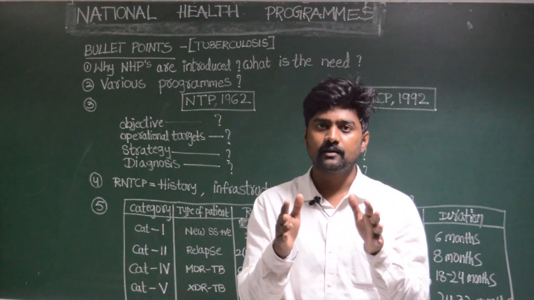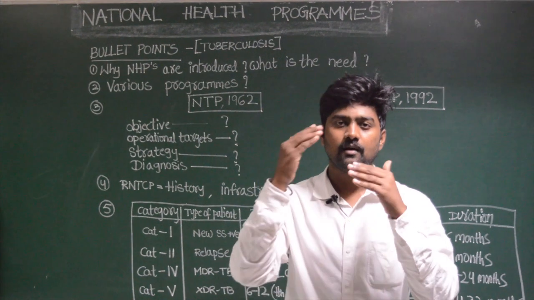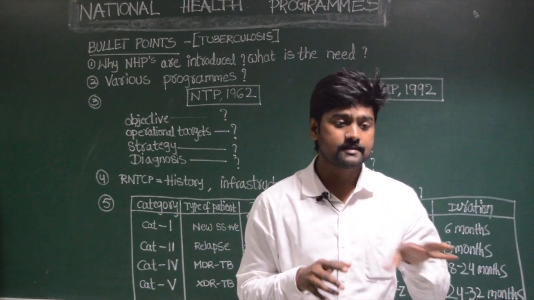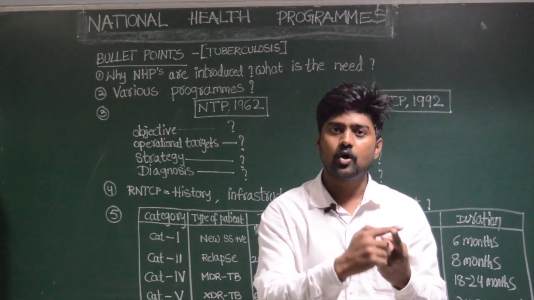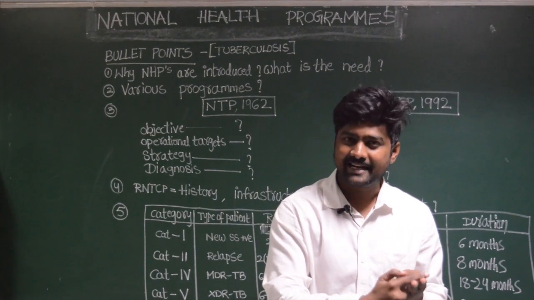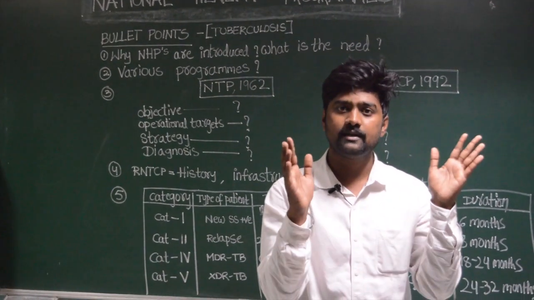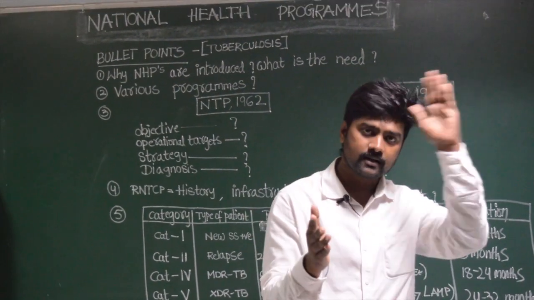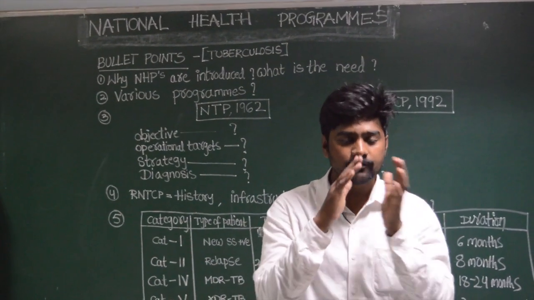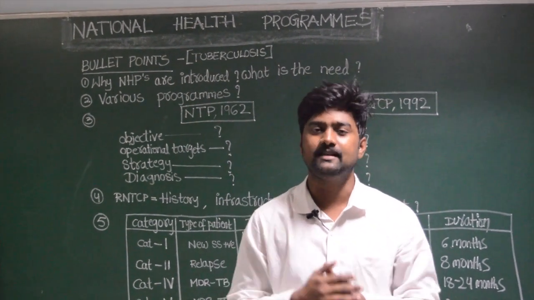Now when you are reading national health programs, just remember one thing. This is like the conclusion part. What are the programs we have read, what are the objectives, what is the strategy of the program, what are the diagnostic parts we have included, what are the treatment regimens that have changed when compared to the previous programs. If you look at all such parameters, the entire topic will be revised very easily.